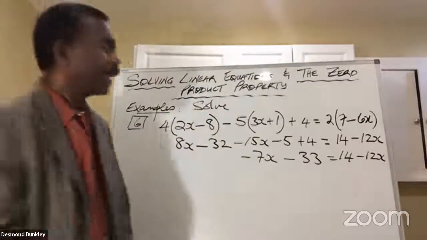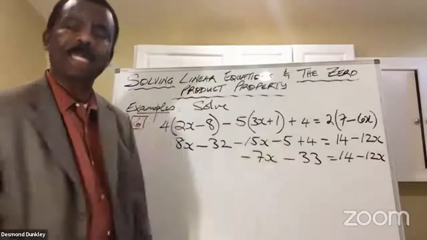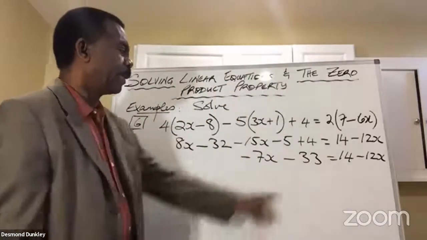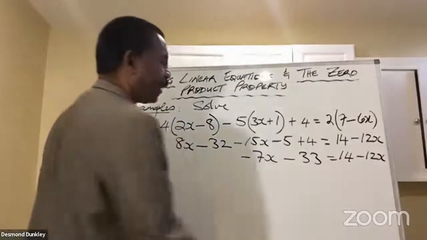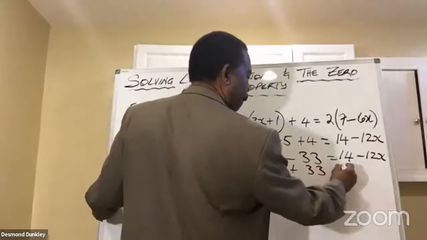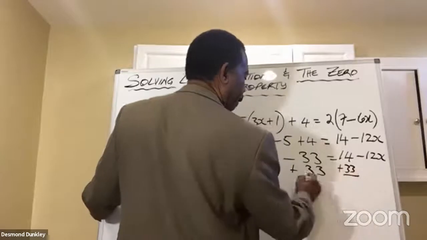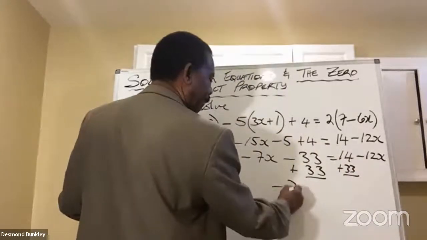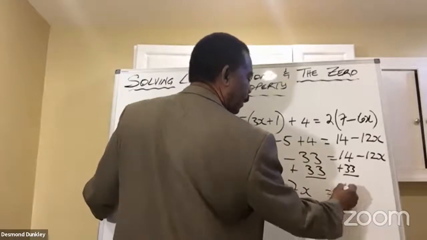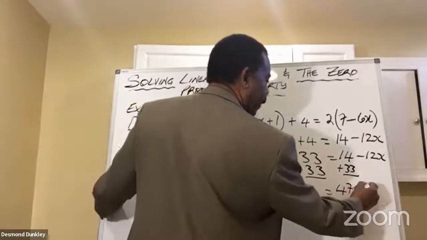Now we need to get all the x's on one side and all the constants on the other side. So let's get rid of the 33. Add 33 to both sides. We get negative 7x equal to 47 minus 12x.